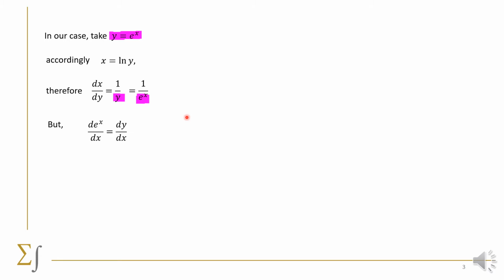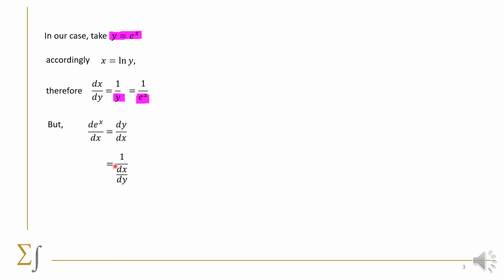Moreover, we have the derivative of e power x. Look at the first equation up here. The derivative of e power x with respect to x. This is what we are searching for. The derivative of e power x with respect to x is equal to the derivative of y with respect to x. So here we write d of e power x by dx is equal to dy by dx. And we know from the previous slide that dy by dx is 1 over dx by dy.